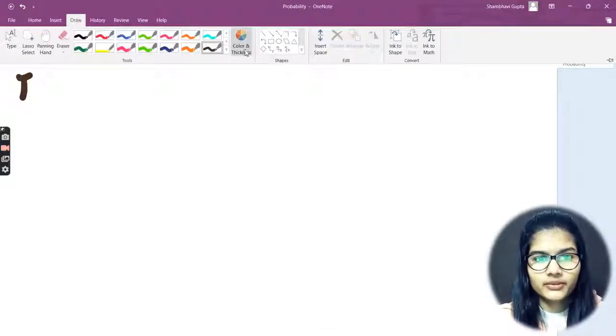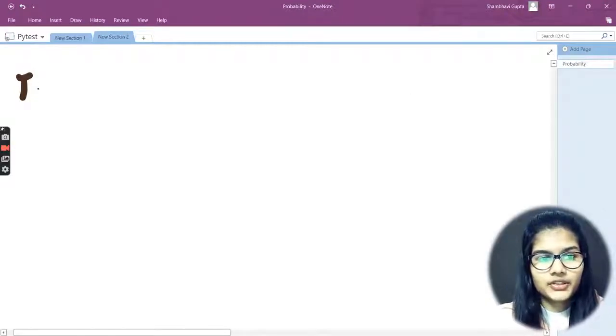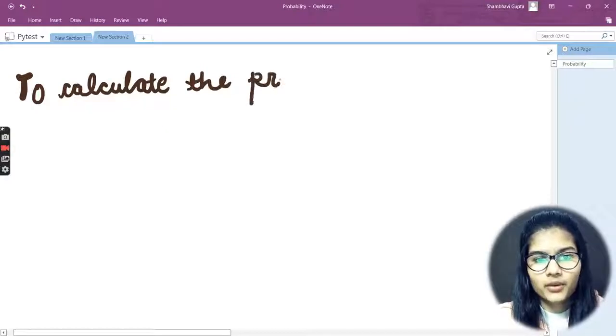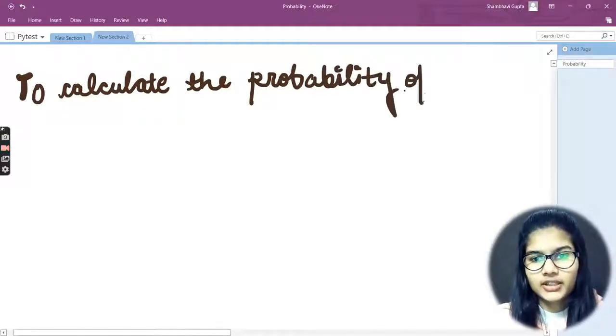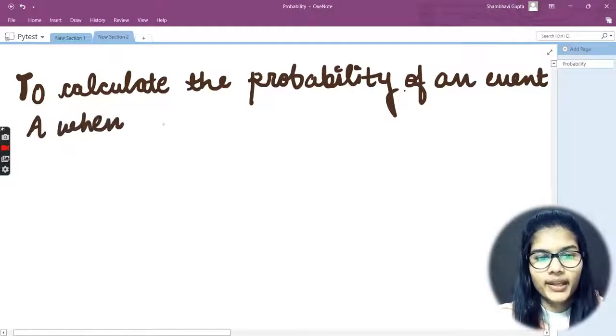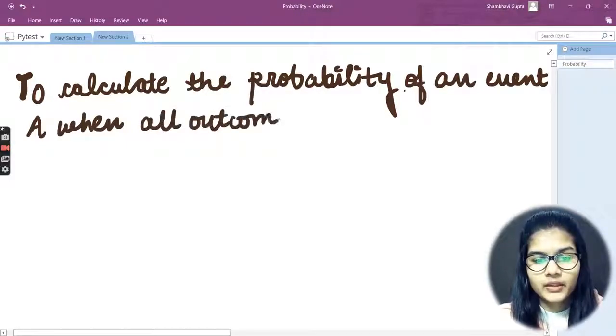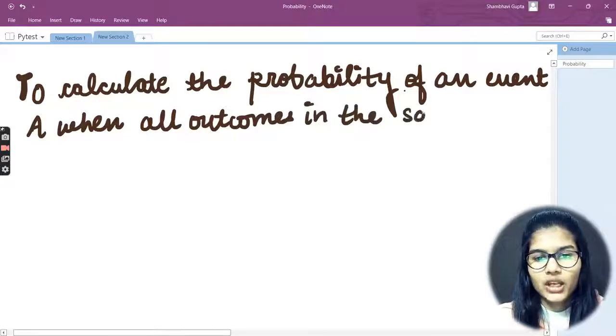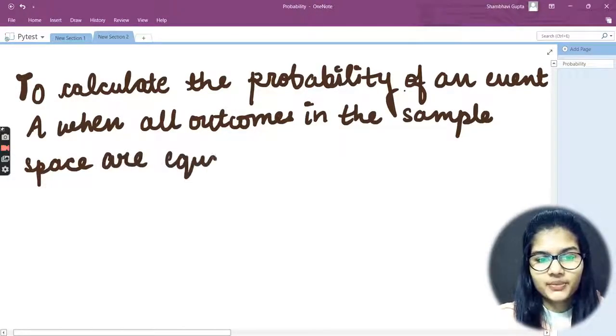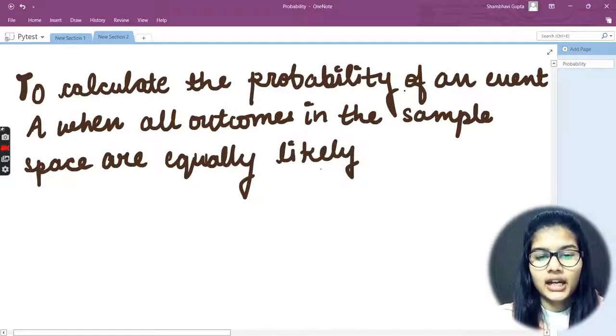Let me take the thin pen. So to calculate the probability of an event, let's say my event is A. For calculating the probability of an event A, when all outcomes in the sample space are equally likely, when all the outcomes in the sample space are equally likely.